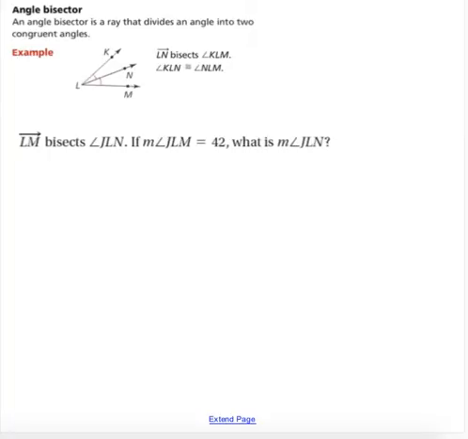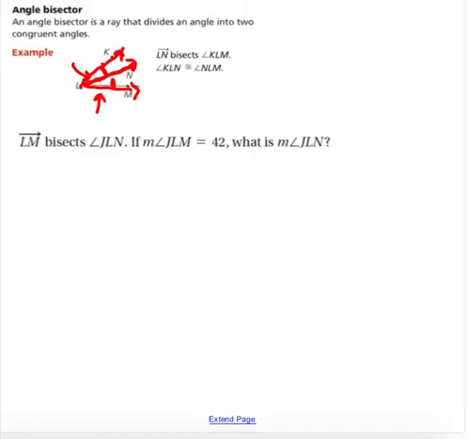Now we got angle bisectors. An angle bisector is a ray that divides an angle into two congruent angles. Remember, congruent means equal. I know that they're congruent because they have these red arcs right here and right here. That means that they are the same. So that tells me that LN, this ray, bisects the big angle. So it cuts it in half, so these two are the same.